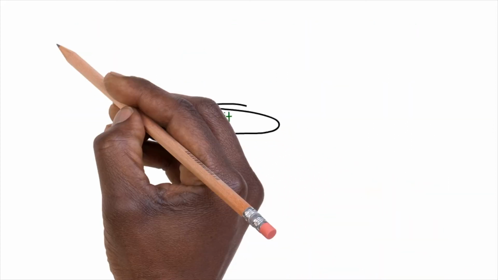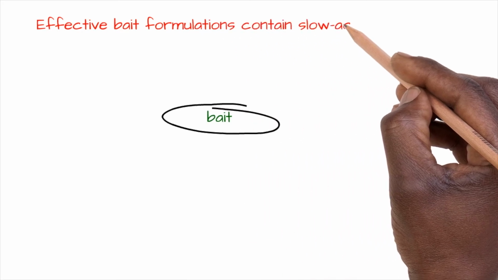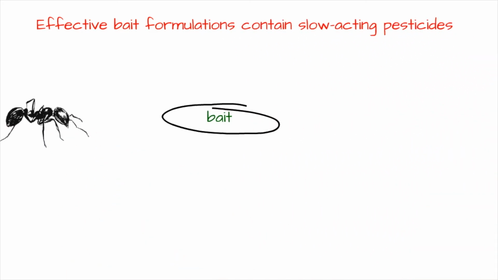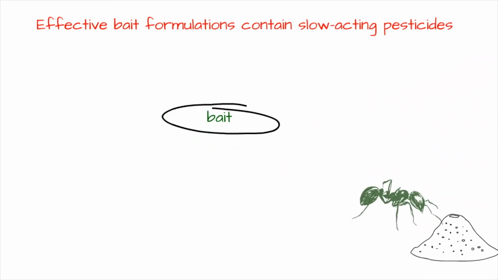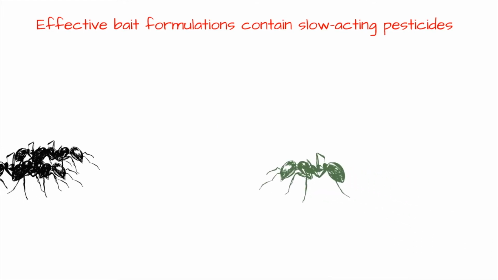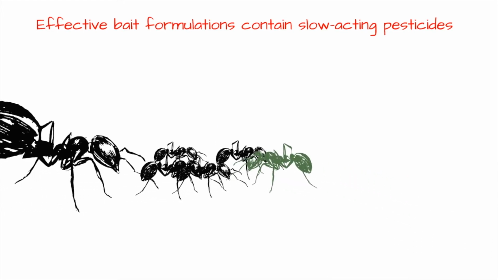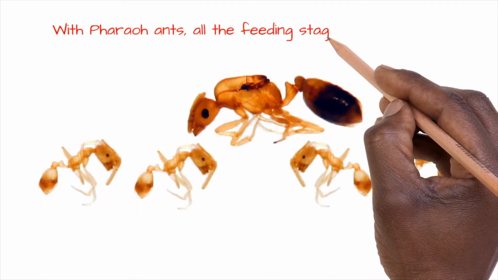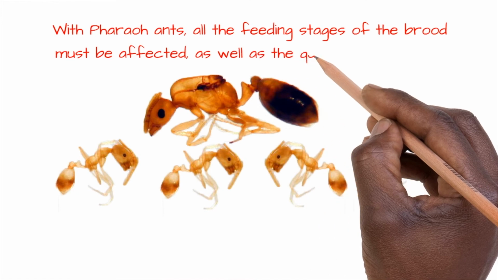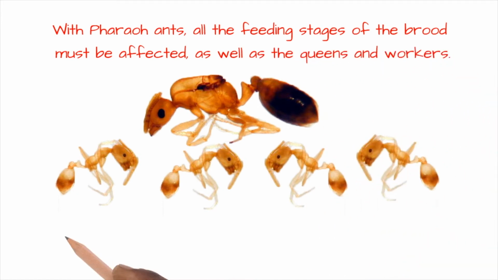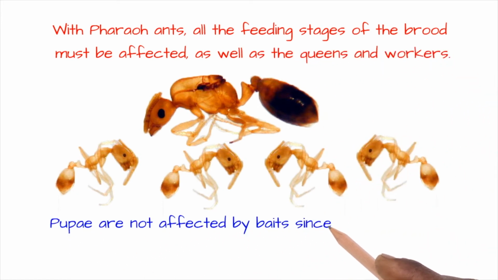Baits. Effective bait formulations contain slow-acting pesticides that are collected by foraging worker ants and brought back to the colony, where the pesticide is fed to the other ants, queens, and brood. With pharaoh ants, all the feeding stages of the brood must be affected, as well as the queen and workers. Pupae are not affected by baits, since they don't feed.